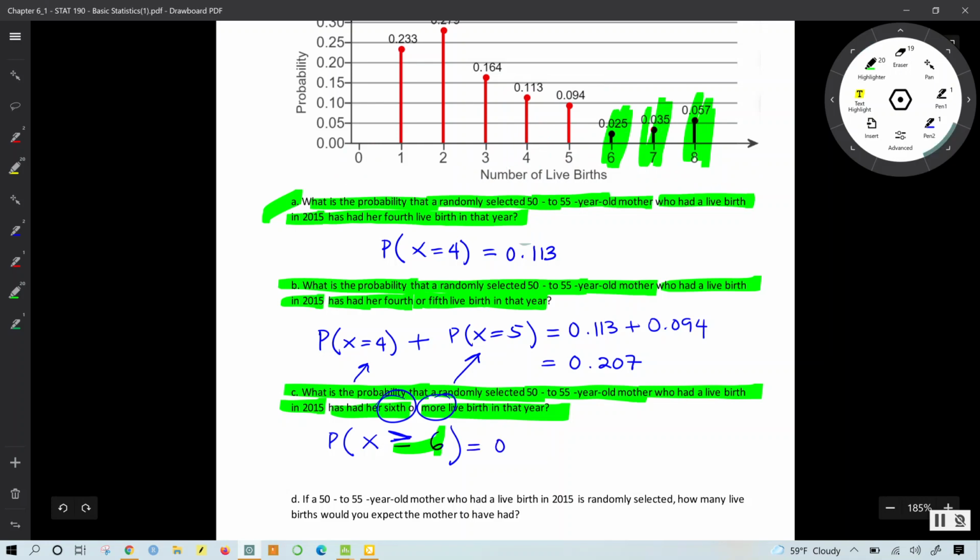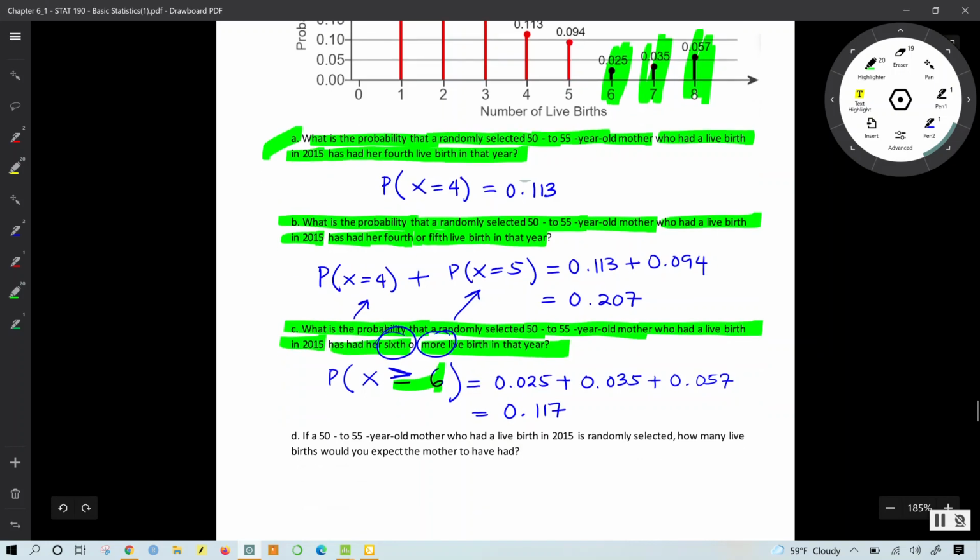So that will be 0.025, 0.035, and 0.057. This will be equal to 0.117. And then question D: if a 50 to 55-year-old mother who had a live birth in 2015 is randomly selected, how many live births would you expect the mother to have had?